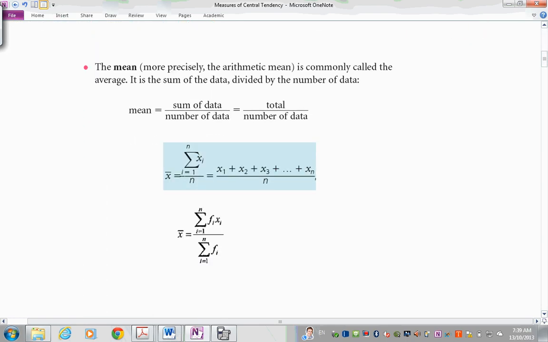Here's the mean, more precisely, the arithmetic mean. Okay, there is a geometric mean. We're not going to be covering that in this course. It's commonly called the average. And it is the sum of the data divided by the number of data. So that is pretty much what you've seen in the past. If you want your average math score for a term, you'd add up all the results, percentages, and divide by how many there were on the average, you'd say.